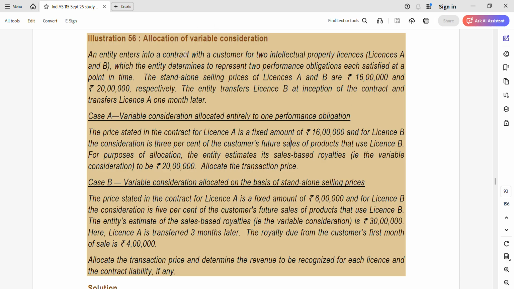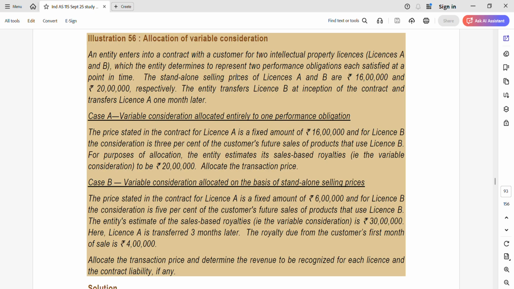An entity enters into a contract with the customer for two intellectual property licenses A and B, which the entity determines to represent two performance obligations, each satisfied at a point in time. The standalone selling prices of license A and license B are 16 lakhs and 20 lakhs respectively. The entity transfers license B at inception of the contract and transfers license A 1 month later. So two scenarios. First is variable consideration allocated entirely to one performance obligation.